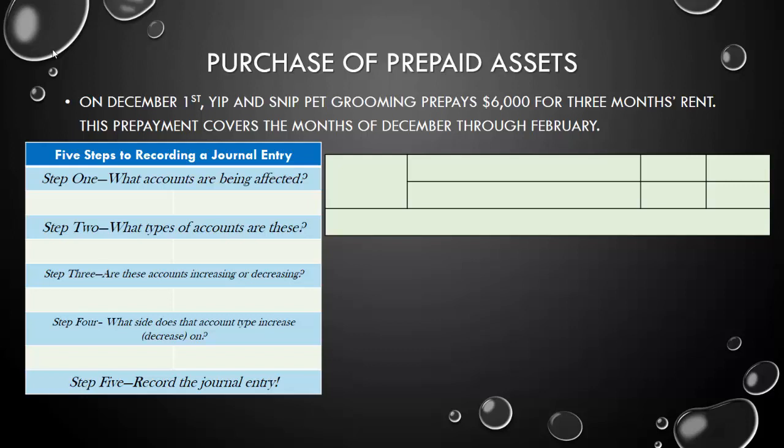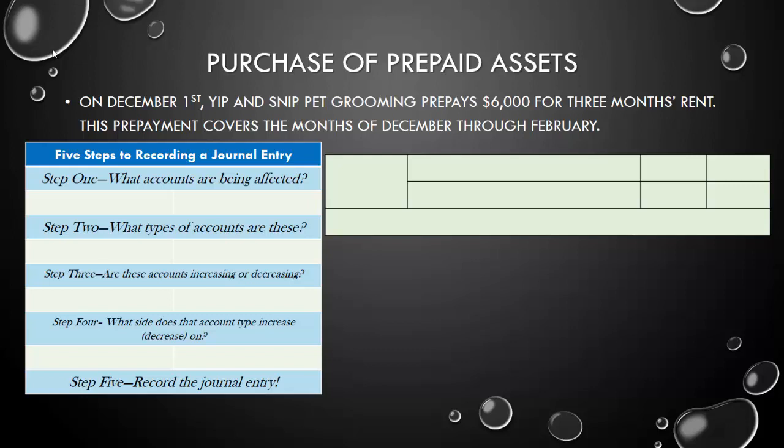On December 1st, Yip and Snip Pet Grooming is going to prepay $6,000 for 3 months' rent. This prepayment is going to cover the months of December through February. So this is a period entry. How will we put this on the books? Let's go through our 5 steps.